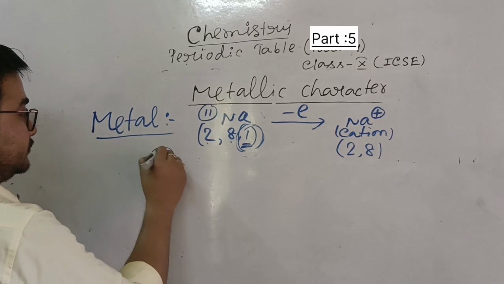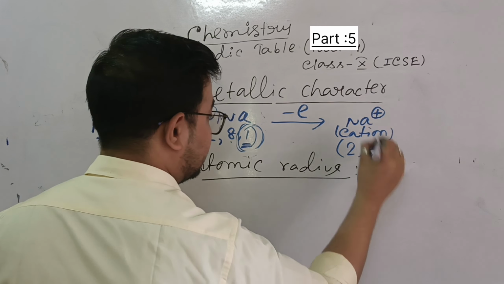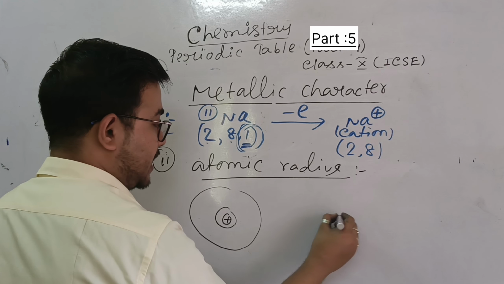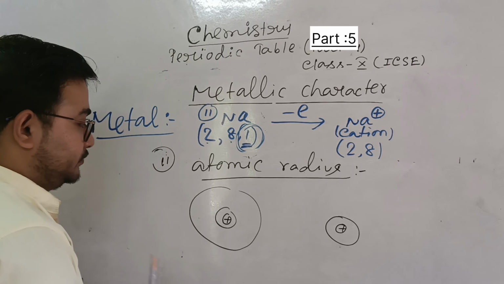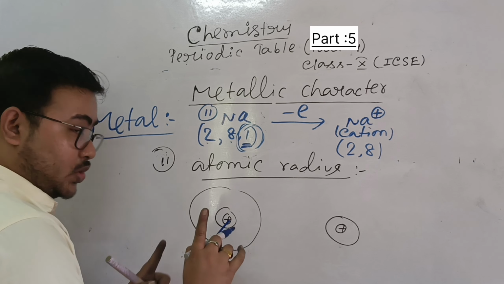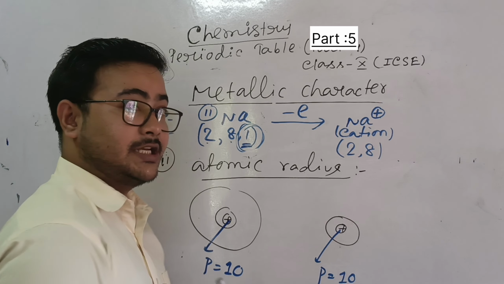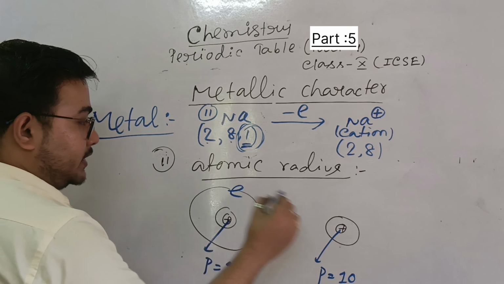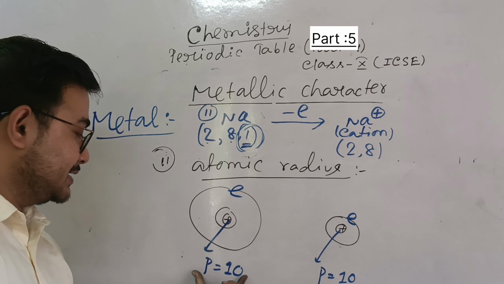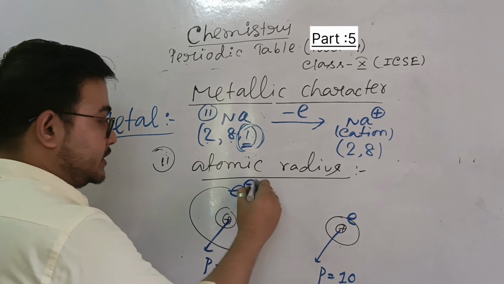First factor is nuclear charge. Second factor is atomic radius. Look at the board. Suppose this is one atom and this is a second atom. Suppose here some number of protons is present, consider 10. Here also consider 10. It is not real, just clear your concept first. Here one electron, here also one electron. Now based on the previous concept, since the number of protons is the same, the attraction force towards the electrons is the same.